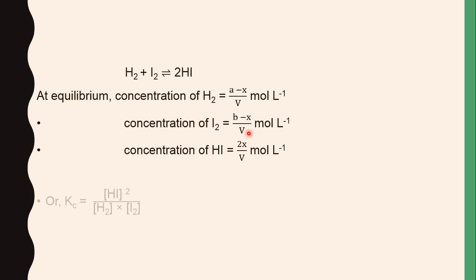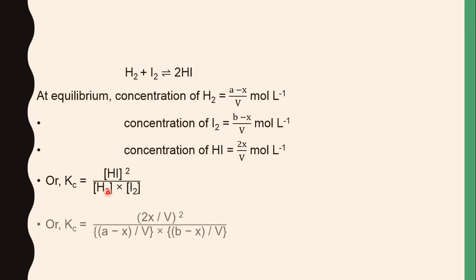Now, what is the equation of Kc? Kc equals hydrogen iodide squared divided by hydrogen times iodine. The concentration of hydrogen iodide is squared, because here 2 moles of hydrogen iodide are produced, and the mole number will be the power of this product. Now, if you put the values of hydrogen iodide, hydrogen and iodine in this equation, you will get the equation of Kc for this reaction.